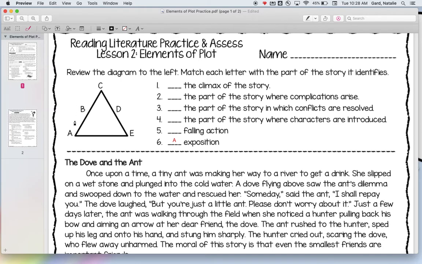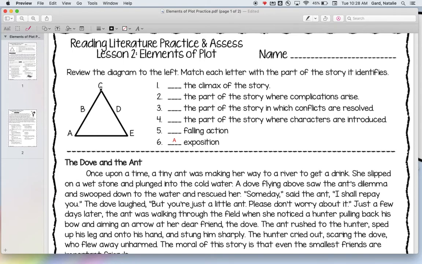Let's see. B. That's where the conflict is already, we've found out the problem, the conflict, the exposition. I'm sorry, we didn't go over the exposition. So the exposition is the part where you're learning the characters, you're learning the setting, kind of laying the groundwork, the foundation for the story. It's also where we run into the problem or the conflict. And B is where that problem and conflict starts to build. Things start to get a little bit sticky for the characters in the story.